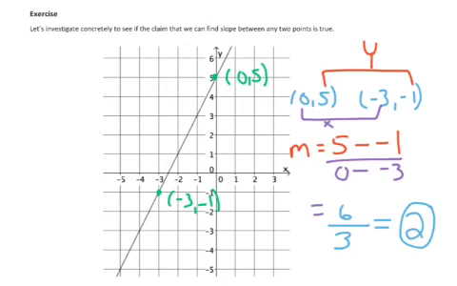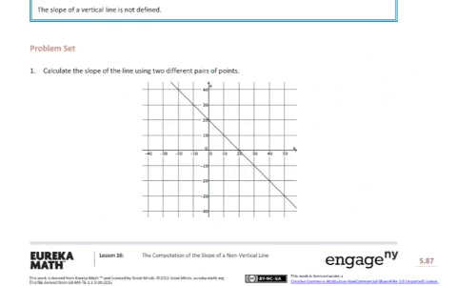Remember, it does not matter if I would have put the -3, -1 first and the 0, 5 second. As long as you are subtracting your y values and subtracting your x values, you will get the same answer that I have listed. Let's try just a few more together. So this is on page, I think it's actually on page 88 in your book. If we did this problem, it says using 2 different points. I'm just going to make you find the slope using the method I just showed you.